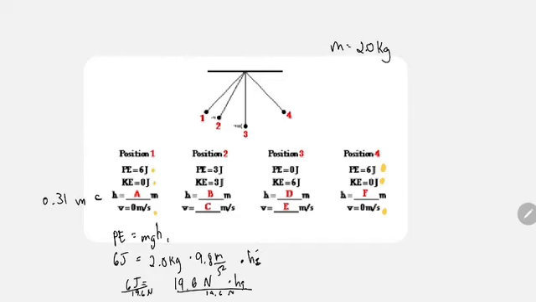Is that correct? 0.31, or to be exact, 0.306. Okay. At 2, magpapantay yung PE and KE mo. But still, that results in 6 joules total mechanical energy.